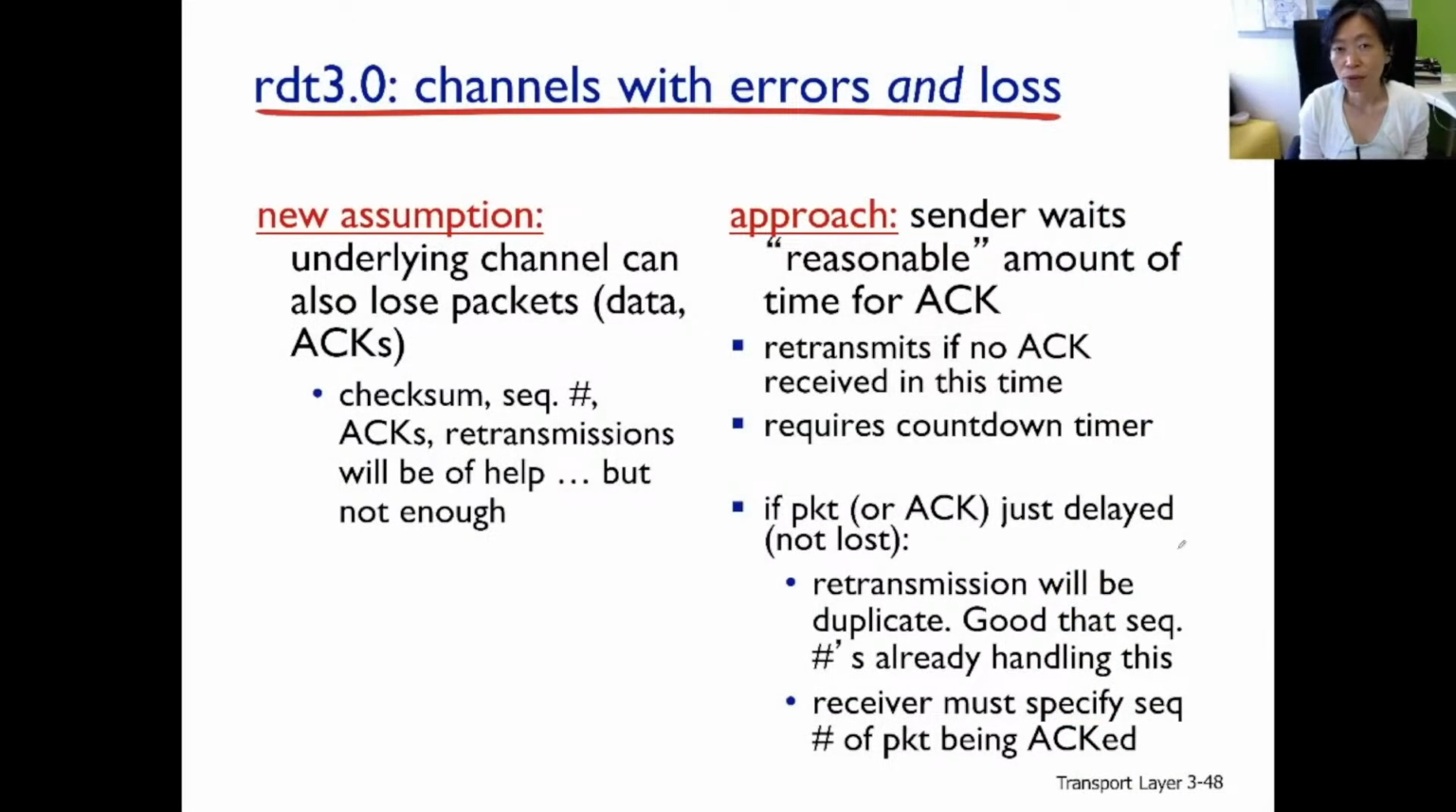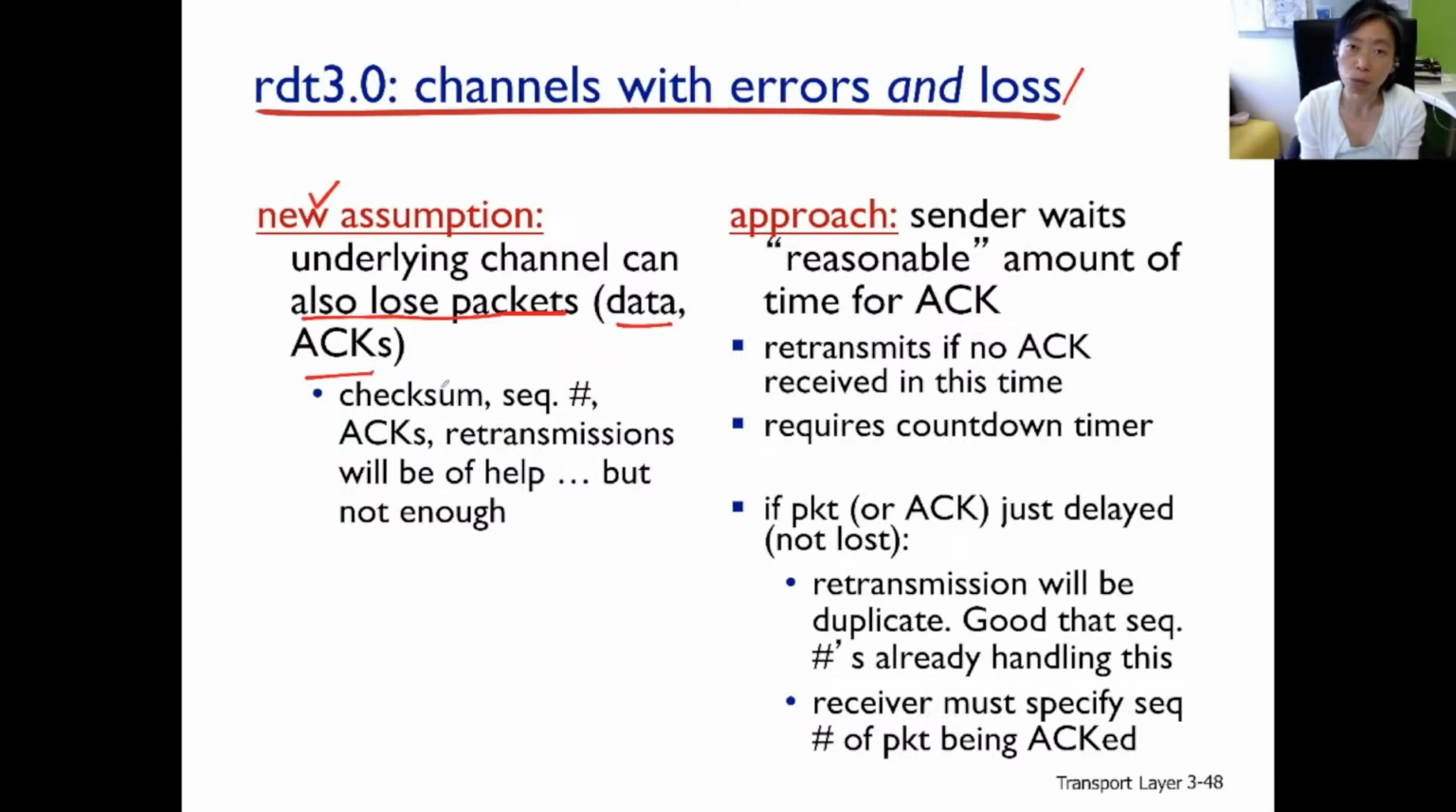Now, the last version of RDT, the RDT 3.0. In version 3, we're going to make it very general. So there could be bit errors in the data packet, in the acknowledgement packets, but there could also be losses of the data packets or the acknowledgement packets. So the new assumption here is very general. The underlying channel might have bit errors, but it might also have packet losses, both at the data side as well as the ACK side.